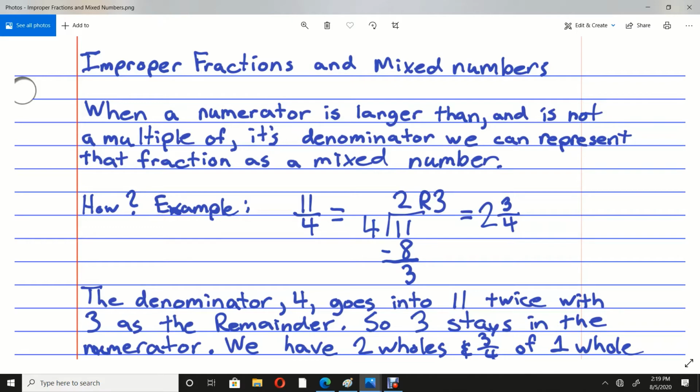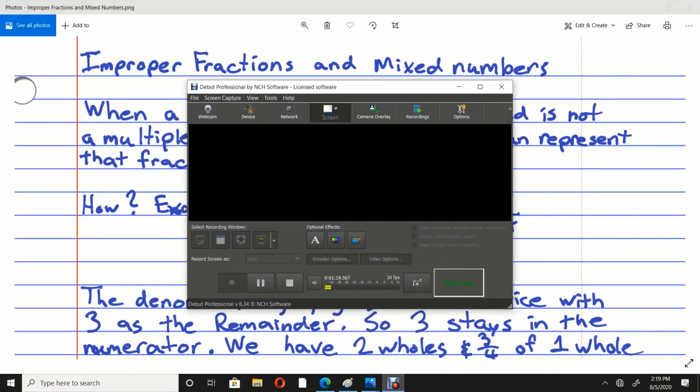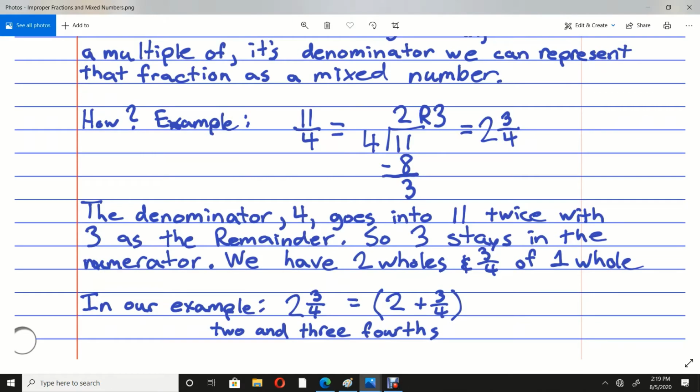Take your time taking those notes. I'm blowing up the screen so you can see it better if you're watching the video. The only thing that's different in this part is right below that last bit of notes. In our example, 2 and 3/4 is equal to 2 plus 3/4. So we have 2 and 3/4.